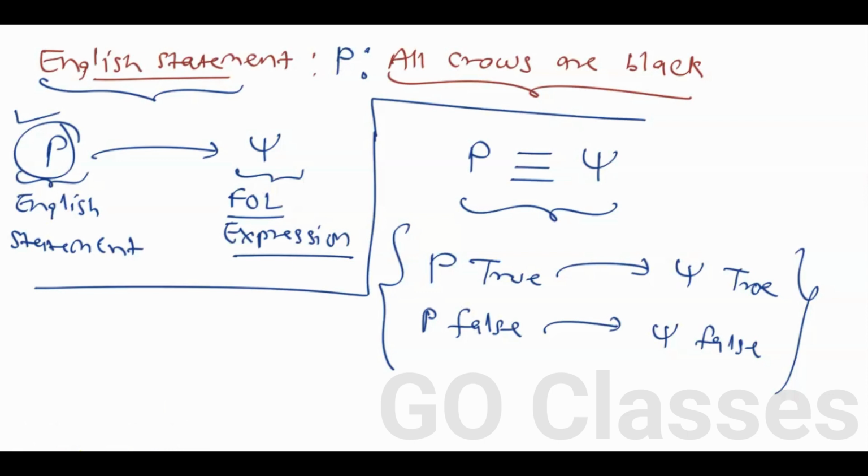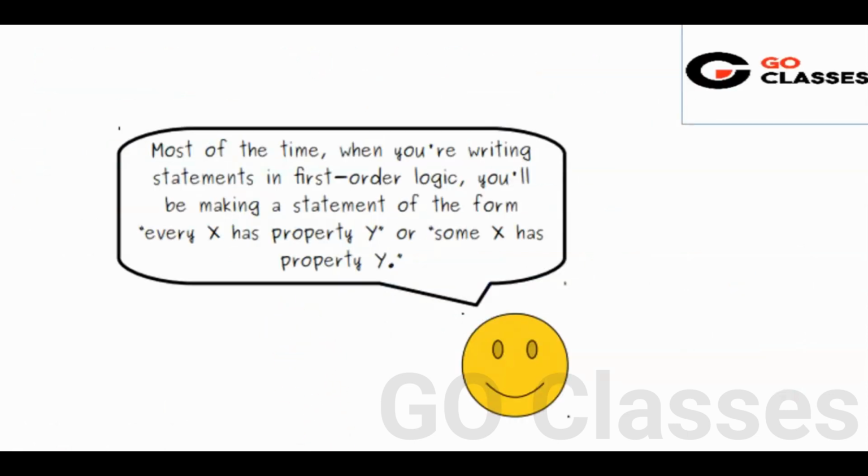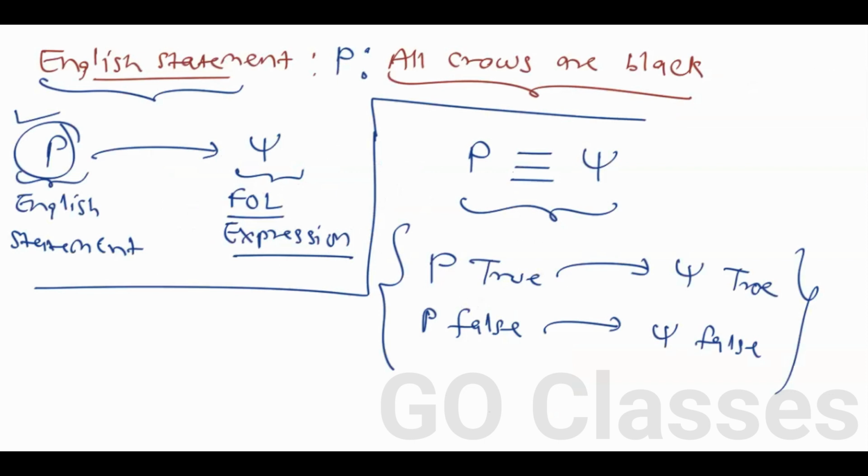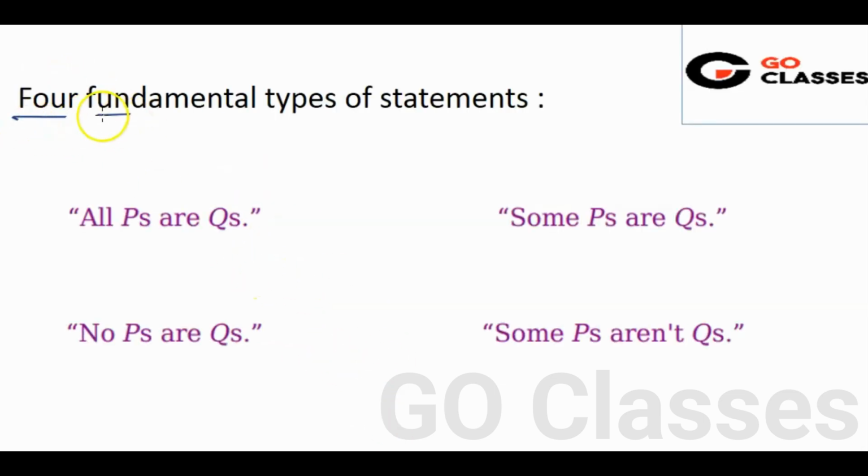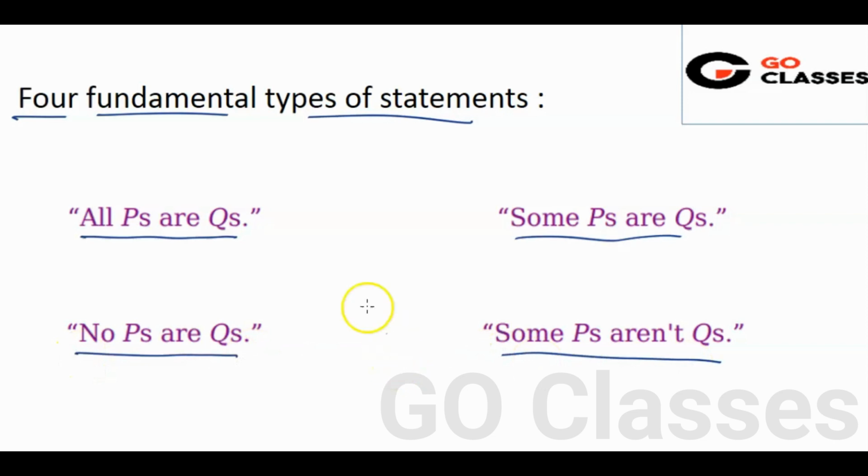Now let's see the second point. Most of the time in first order logic we encounter four fundamental types of statements: all P's are Q's, some P's are Q's, no P's are Q's, and some P's aren't Q's. These are the four fundamental types of statements that we encounter in first order logic. We need to see how to convert these English statements into first order logic.